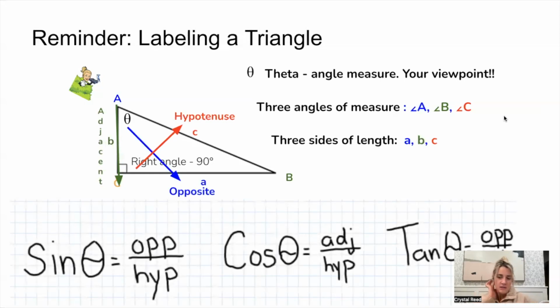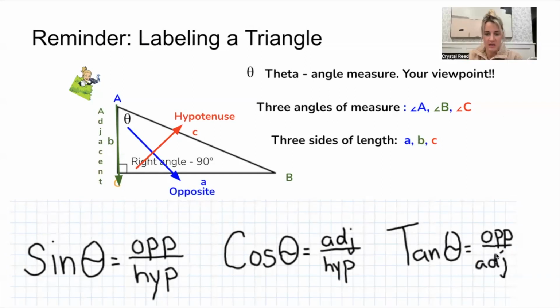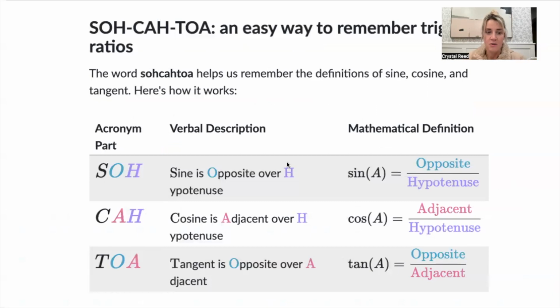Just a reminder, tangent was the ratio of the opposite over the adjacent. Sine is the ratio of opposite over hypotenuse, and cosine is the ratio of adjacent over hypotenuse. There's actually a way we can remember this. It is called SOHCAHTOA. Sine is the opposite over hypotenuse. Cosine is the adjacent over hypotenuse. TOA, tangent, is opposite over adjacent. It just takes the first letters of each word.